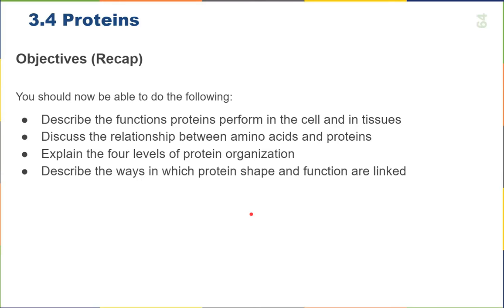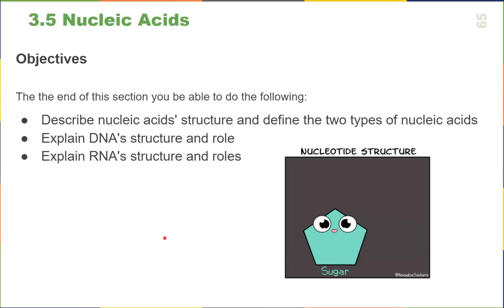All right, so now you should understand these objectives for proteins. Hopefully you can describe the function, the relationship between amino acids and proteins. So that's the monomer, that's the polymer. Explain the four levels: primary, secondary, tertiary, quaternary, and then the ways where we can denature. So changes in pH, temperature, interactions with chemicals, and even radiation.